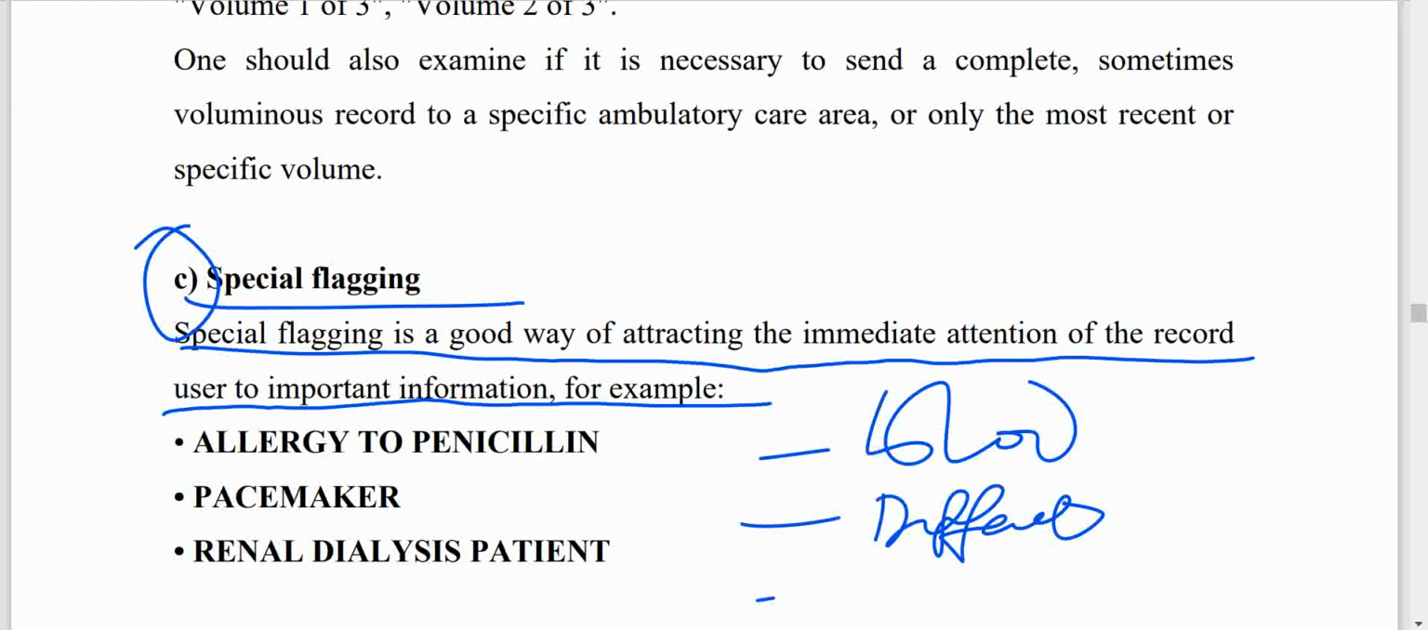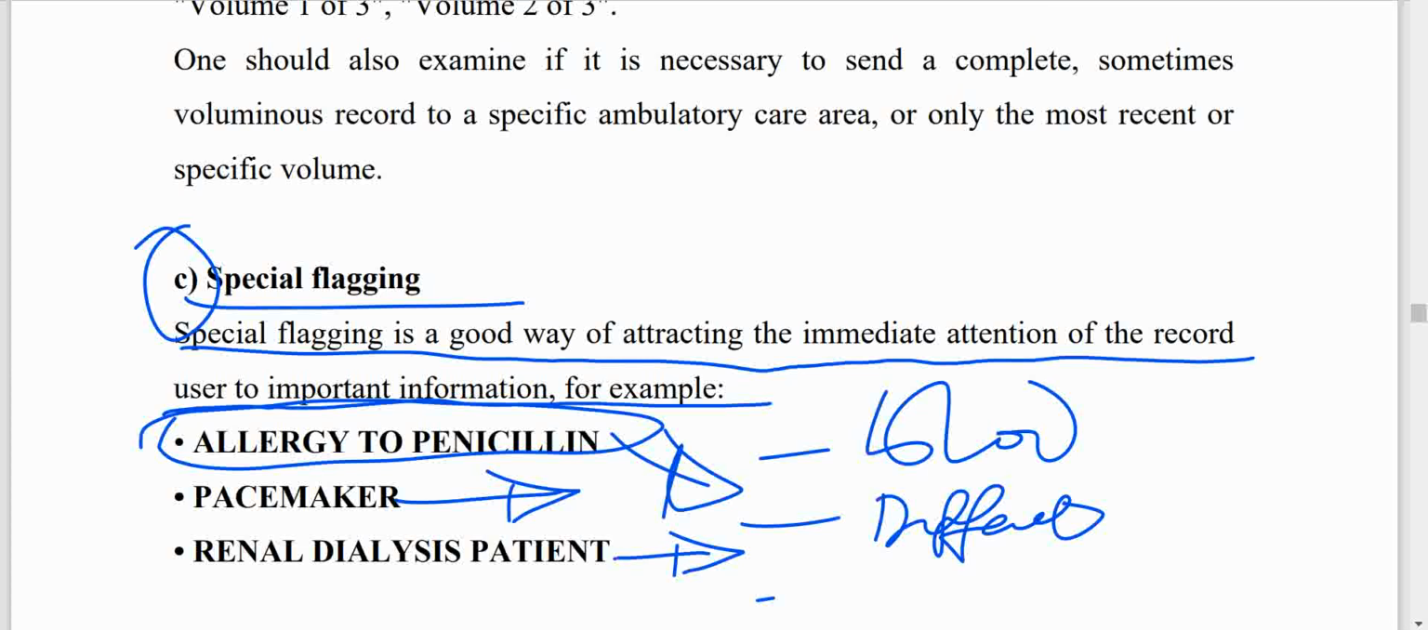One of the things is that we write words in capital letters. For example, important things in the medical history of a patient, like when a patient is allergic to penicillin, we have to write it in capital. But of course, it's not you who is supposed to write it. The doctor is supposed to write it in capital so that whoever uses that medical record, their attention will be drawn to that area. Then, for example, if a patient is a patient of renal dialysis, it's the same thing. Those must be in capital letters in order to draw the attention of the user to the most important area in the information.